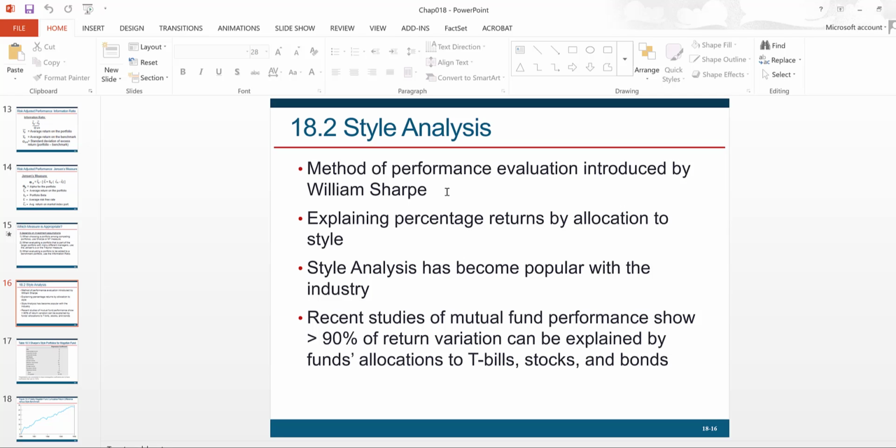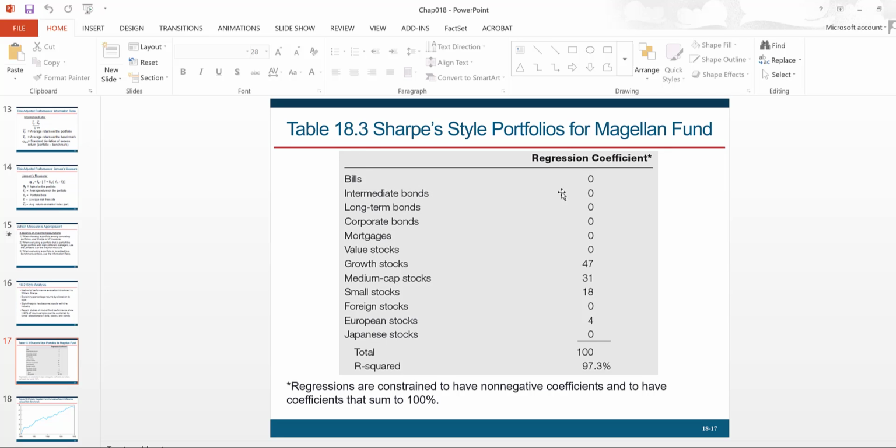Okay. And there are several different common styles that the mutual funds actually follow, right? So Sharpe's idea was to account for all those different styles and then look at the performance of the portfolio to see how much of the return is not due to following one of the common styles, right? So let me show you an example here. This is from your textbook.